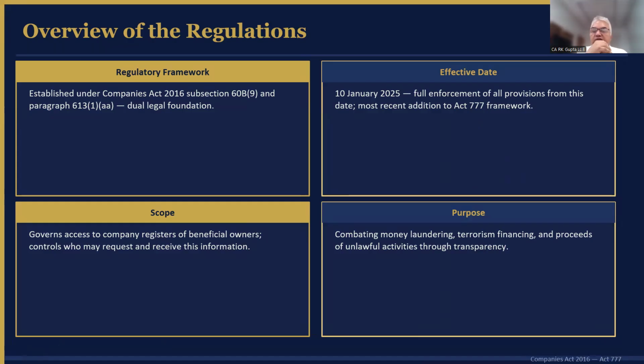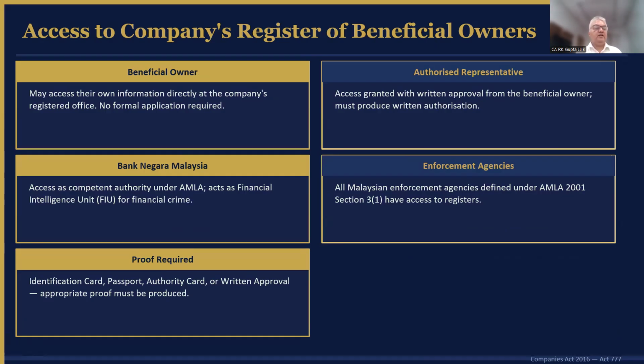Effective date is 10th of January 2025, with full enforcement of all provisions from this date, and it is the most recent addition to the Act 777 framework. The scope is that it governs access to company registers of beneficial owners and controls who may request and receive this information. Purpose is combating money laundering, terrorism financing, and proceeds of unlawful activities through transparency.